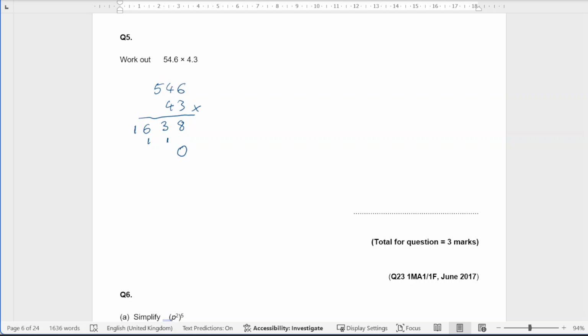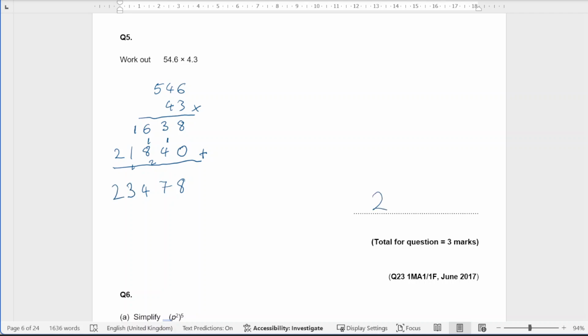So 4 times 6 is 24. 4 times 4 is 16, plus the 2 becomes 18. And then 4 times 5 is 20, plus the 1 is 21. I then add these two numbers together. 8 plus 0 would be 8. 3 plus 4 would be 7. 6 plus 8 would be 14. Carry the 1.